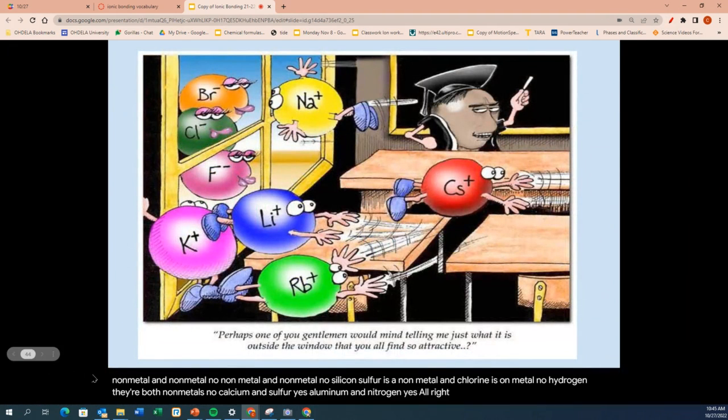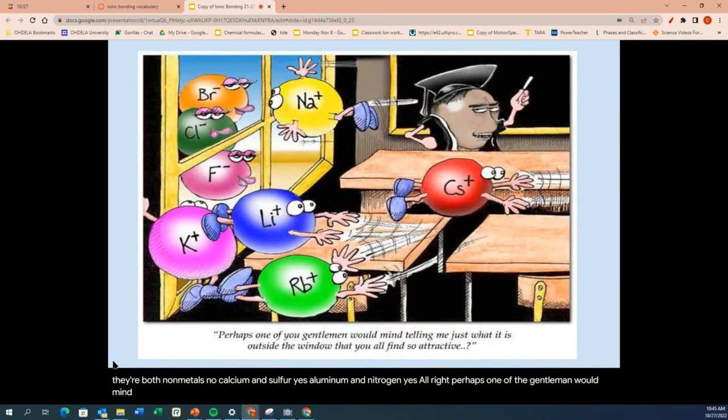All right, perhaps one of the gentlemen would mind telling me just what is so outside that makes you find so attractive. So again, bromine is a girl, let's say, negatively charged, and sodium is a boy, positively charged. They're really interested in each other.